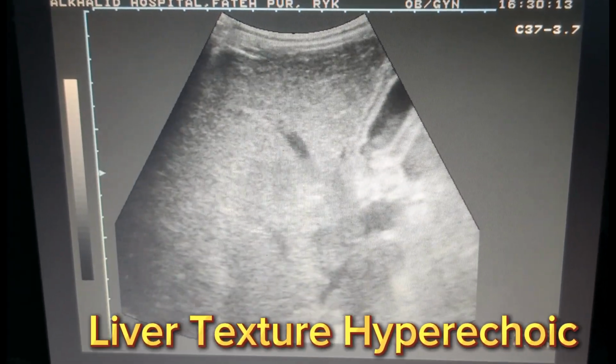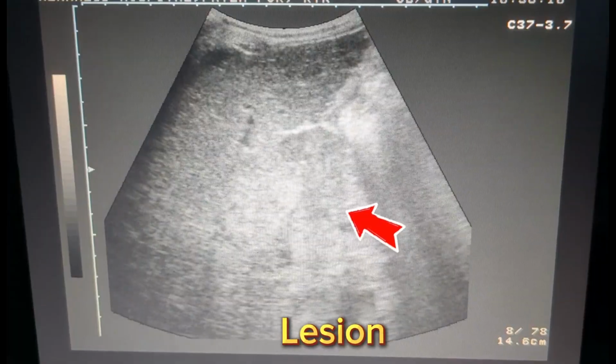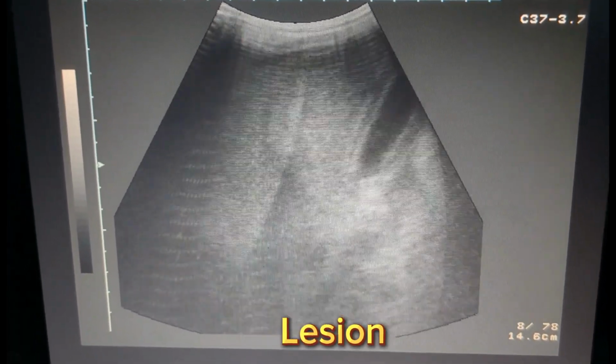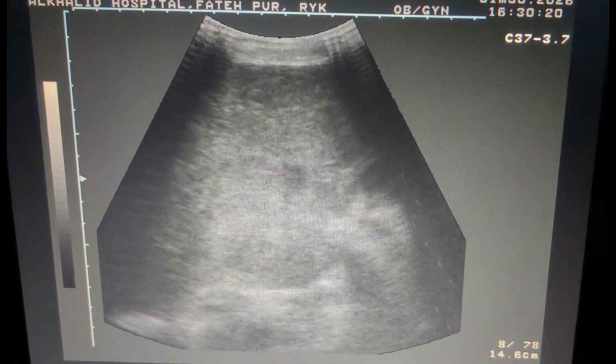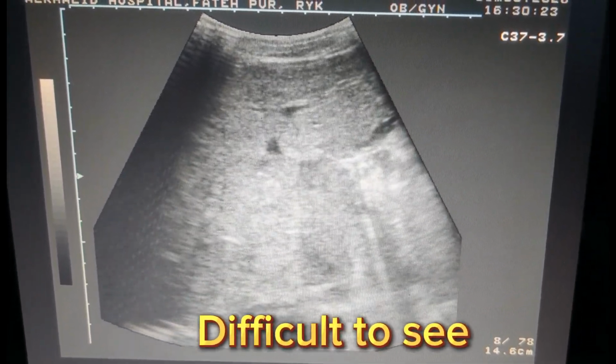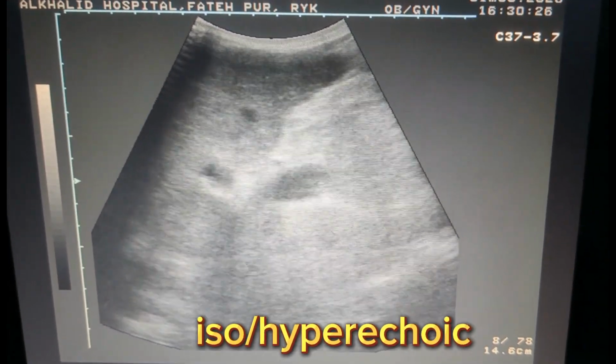This is the lesion in the liver near the gallbladder. This is mainly isoechoic to hyperechoic, so it is difficult to see because of its isoechogenicity, that is equal to liver.